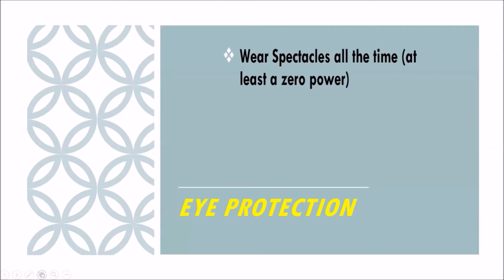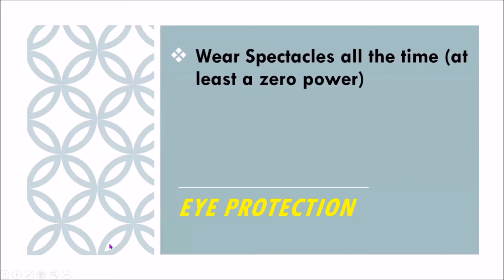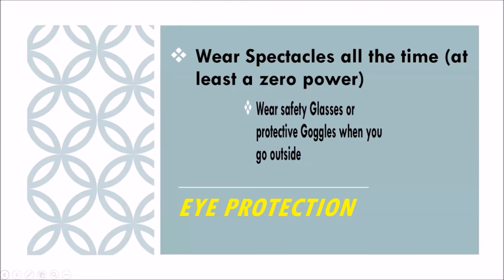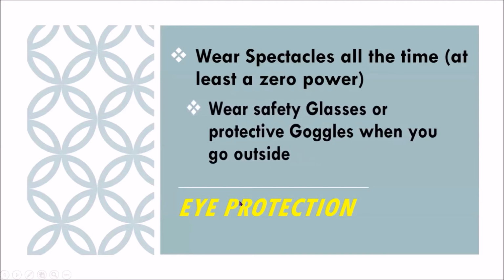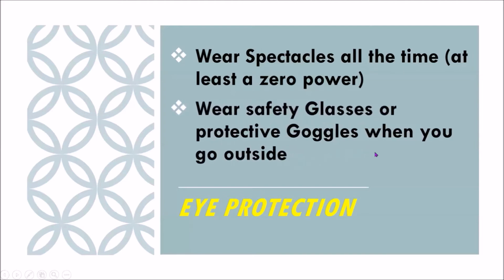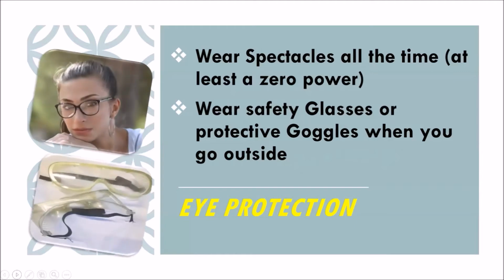Now, next thing is the eye protection. This is an advice to everybody, like say at home, try to wear zero power specs. And whenever you are going out, if you have safety glasses or protective goggles, wear those, because the conjunctiva is a very sensitive organ and it's very vascular. So the infection can enter our body through the conjunctiva. So better to stay protected as we go out.